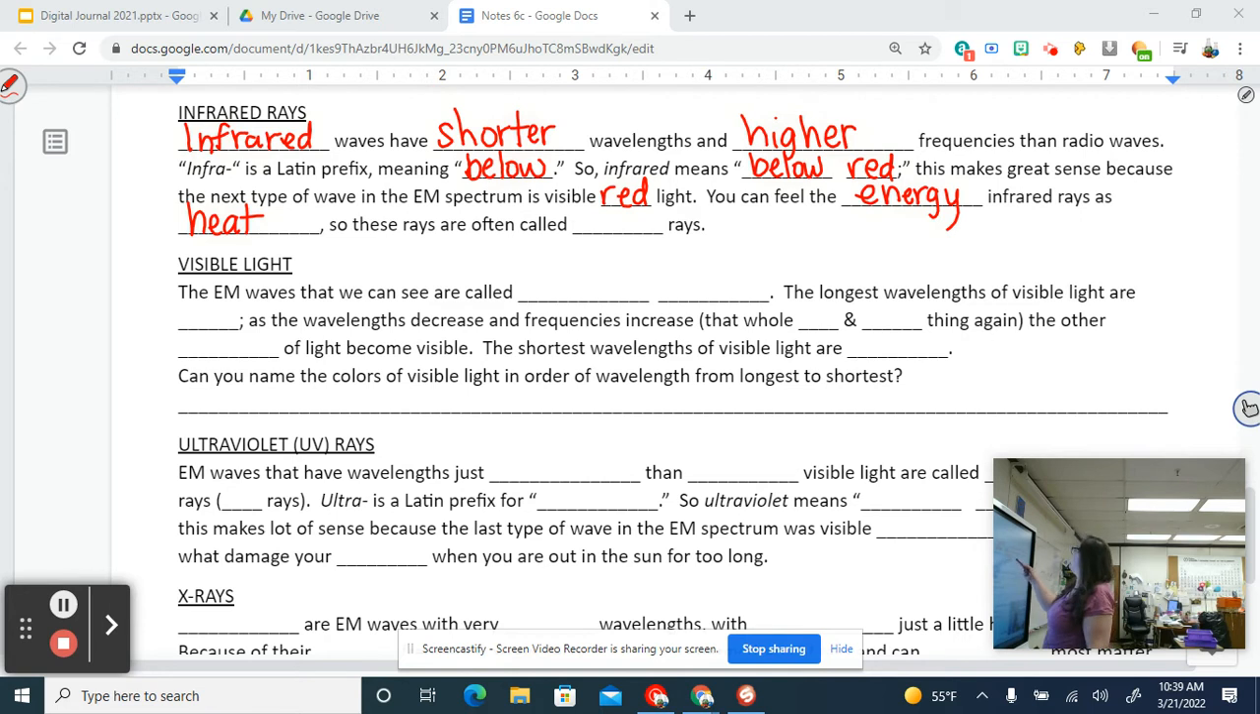You can feel the infrared rays as heat. So these are often called heat rays. So this is when someone uses an infrared camera, like it's pitch black dark, but you use this infrared camera and you can see the body heat that's being given off by living things.